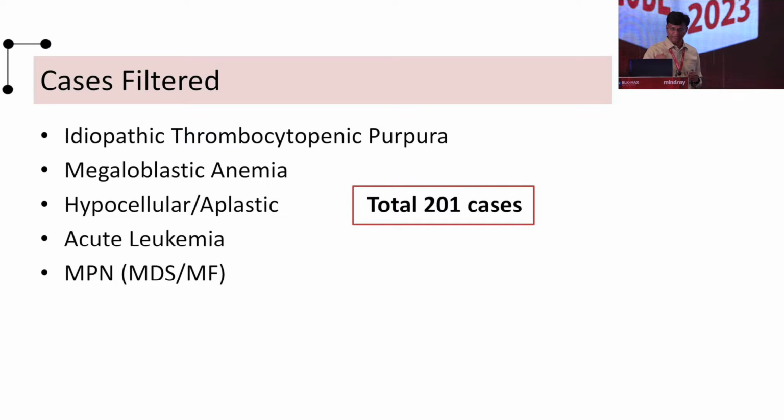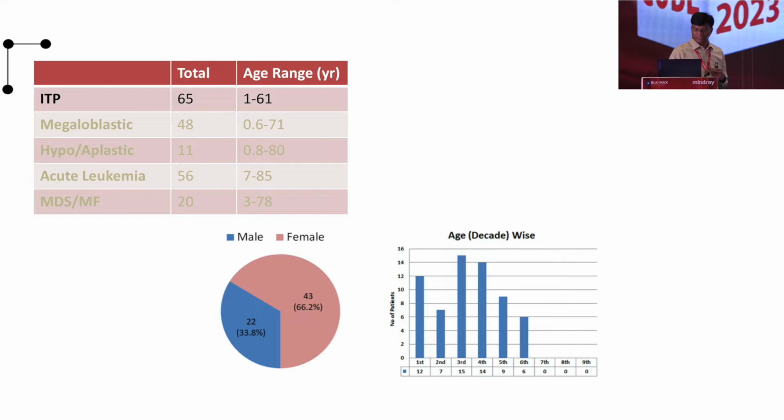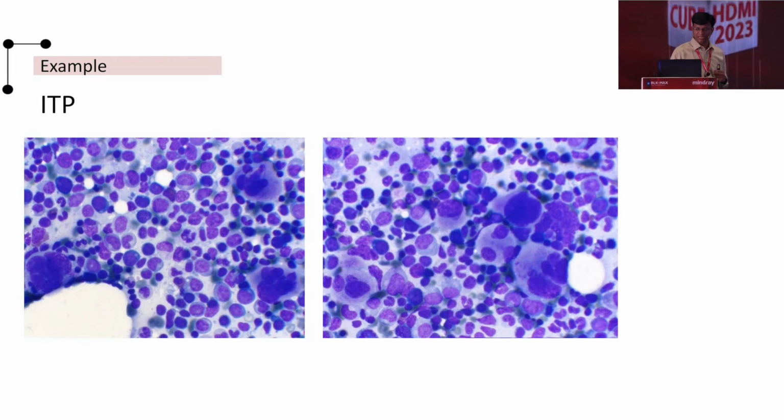We divided them into 5 categories: ITP, megaloblastic anemia, hypocellular aplastic anemia, acute leukemia, and myeloproliferative disorders, particularly MDS and myelofibrosis. In total, we had around 200 cases. Then we started looking at each data set. ITP comprised around 65 cases, and I don't want to go into age and gender distribution. Here ITP marrows had normal to hypercellular megakaryocytes, and many had hypolobulated or small megakaryocytes, the so-called exhausted megakaryocytes.